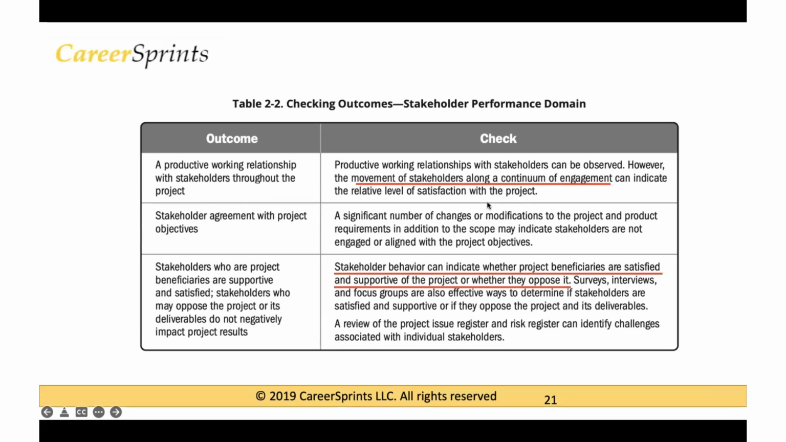So PMI makes some recommendations in the PMBOK. They say that to check whether you have a productive working relationship with stakeholders, you see whether the stakeholders are engaging with you or not. So if you have a good relationship, that means that the stakeholder will communicate with you. If they are not communicating with you enough, or if they are ignoring or avoiding you, then maybe you don't have a productive relationship with them. So this check column basically helps you understand whether you've accomplished your outcome or not. So when you are designing your stakeholder engagement strategy, you can take into account the outcomes that you wish to accomplish and how you are going to verify whether those outcomes are achieved or not.